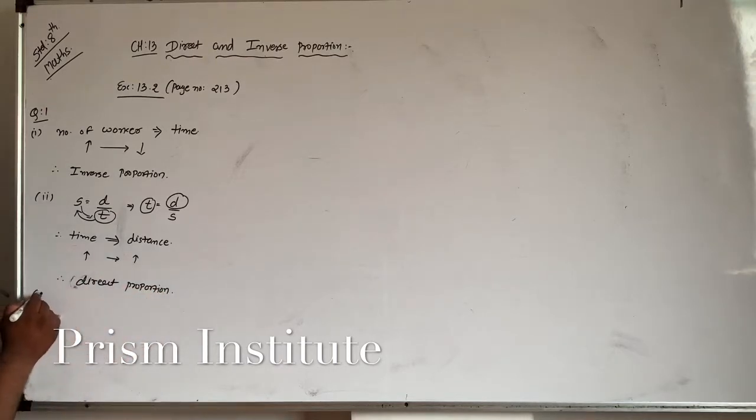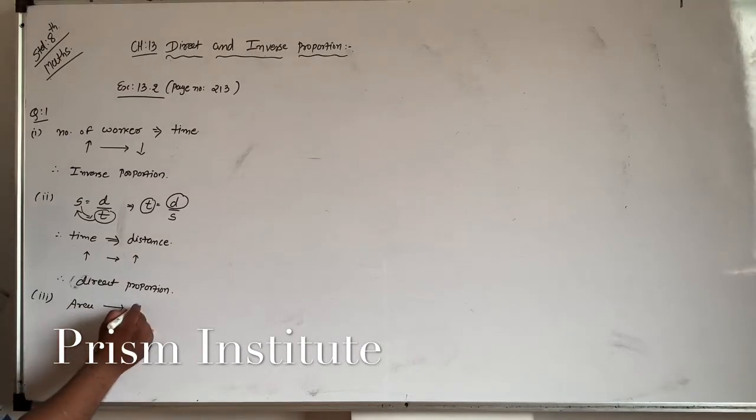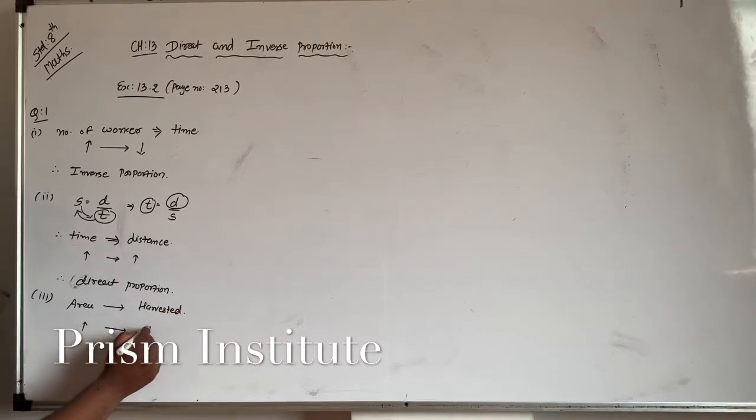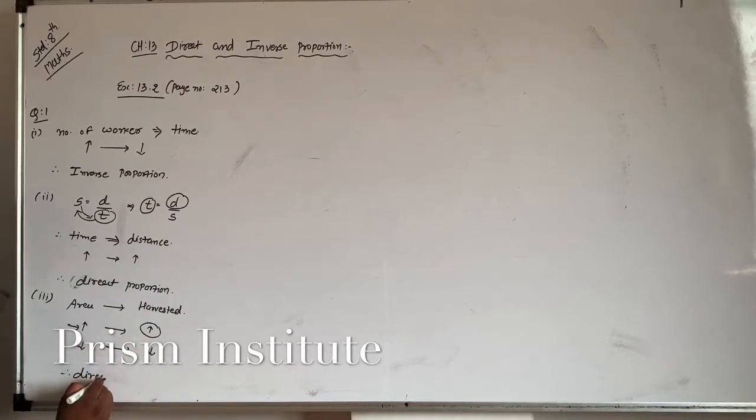Okay. Now third number, again area of cultivated land and the crop harvested. Area of cultivated land and the harvested crop. Now we know that when area is increased, at that time harvested crop is increased. If area is decreased, at that time it is also decreased. So when one quantity is increased, another also increases. So it is known as the direct proportion.